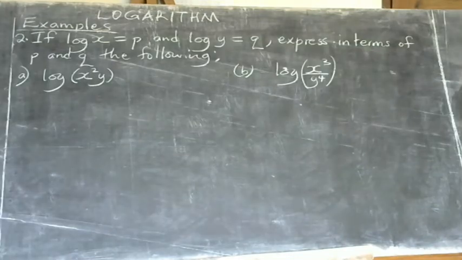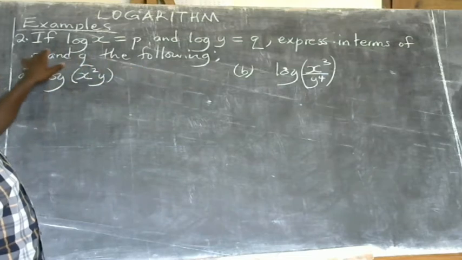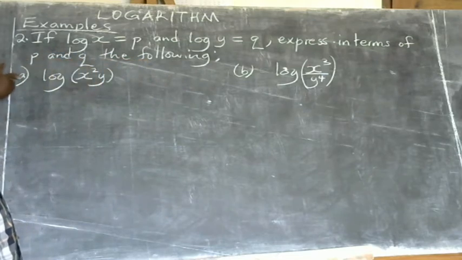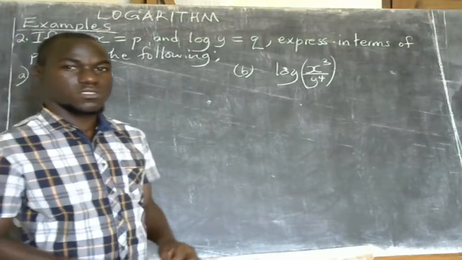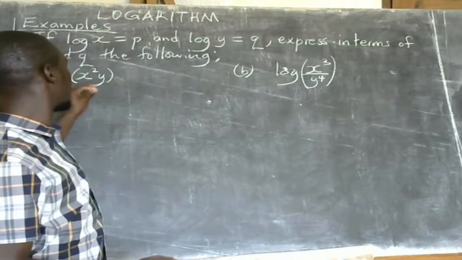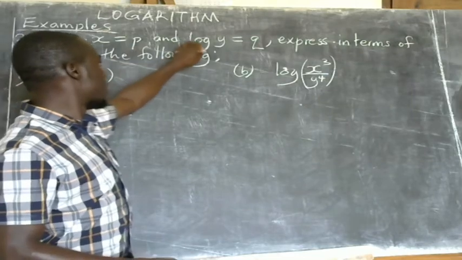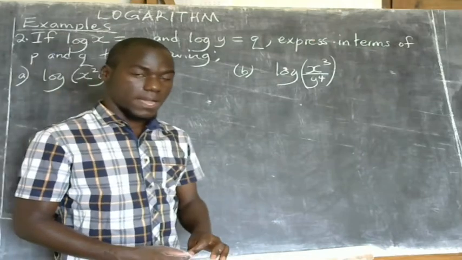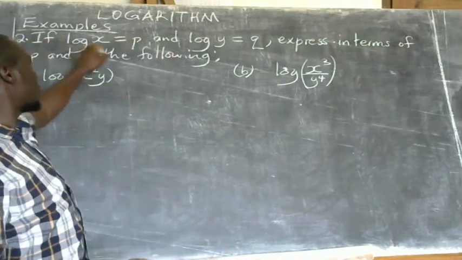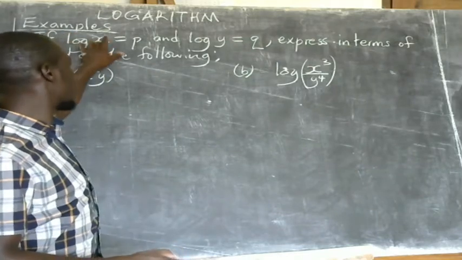So my example 2, if log of x is equal to p and log of y is equal to q, express in terms of p and q the following. Have part A and then part B. So they want us to substitute p for log of x, then q for log of y, in my parts A and B. But you cannot easily substitute them if you don't have them as log of x and then log of y.